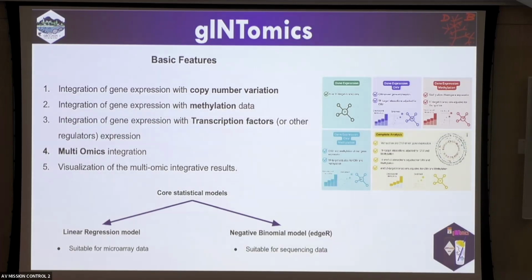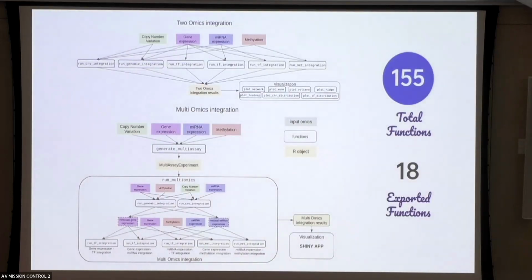The core statistical models that we use are two. We have the linear regression model for microarray, or let's say all data, and then the negative binomial model for RNA-seq data. This is just a scheme to highlight how complex the package actually is. The actual number of functions is more than 150, but we have just 18 functions that are exported for the user.